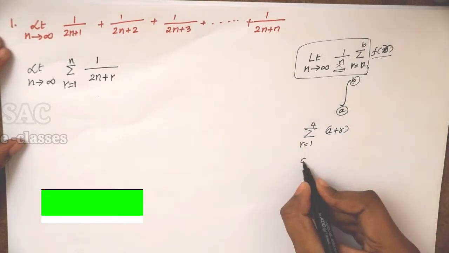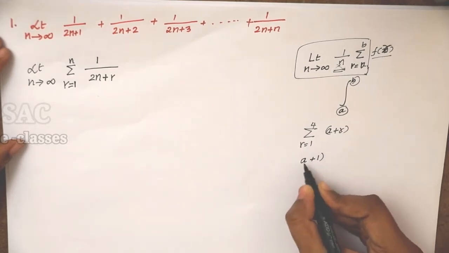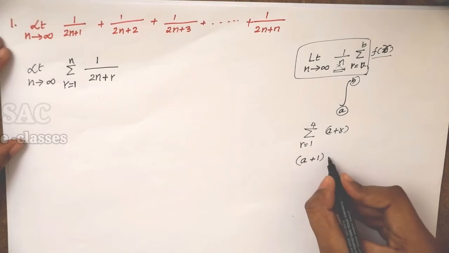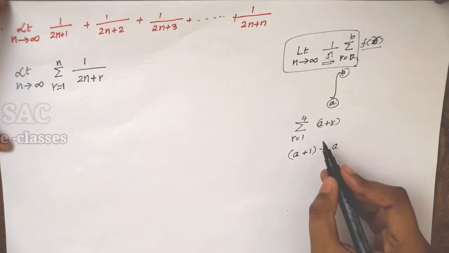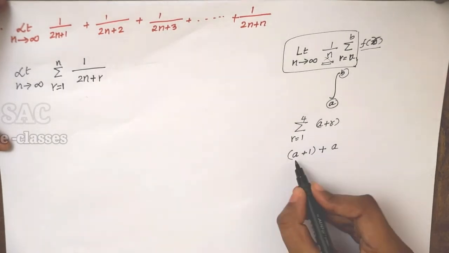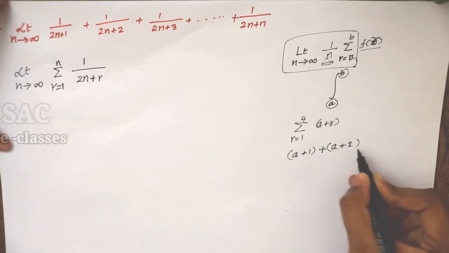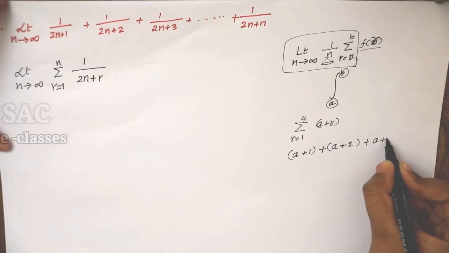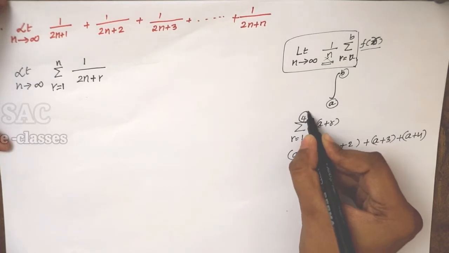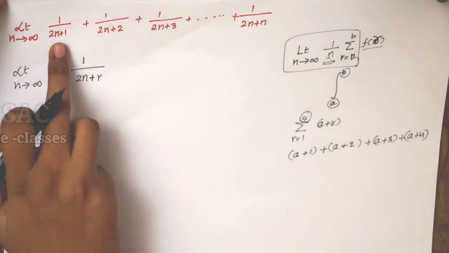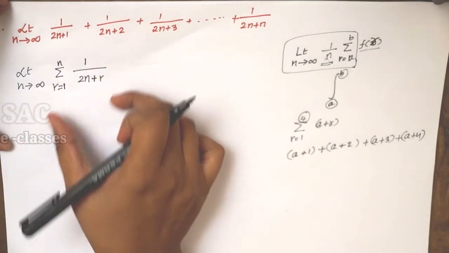What will you do? How will you expand the sigma? A plus, the first time the r value is 1. Do I need to put a plus between terms? Yes, because it is a summation. So a plus 1, plus a plus 2, since 1 is completed, again a plus 3, a plus 4. Can I write a plus 5 also? No, we should end with 4. So here also we start with 1 and end with n. In that way, I have written this entire expansion in terms of sigma.